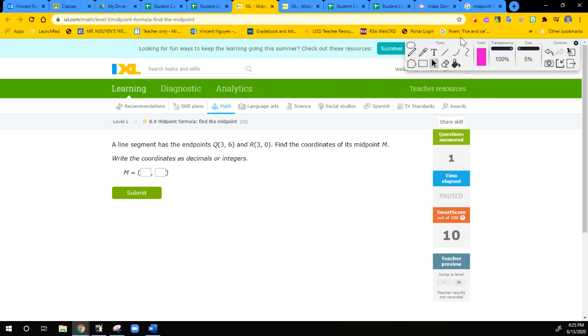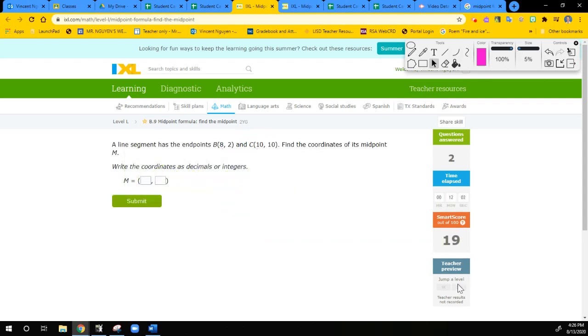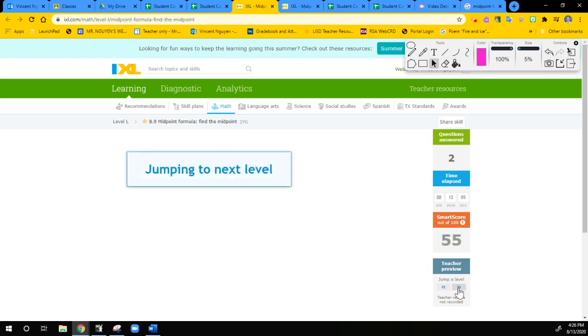So let's take a look at this one. The x coordinate is 3 to 3, so that's 3 plus 3, right? And then dividing by 2. So 3 plus 3 is 6. 6 divided by 2 is 3. So we know our first coordinate is 3. Let's do the second one. 6 plus 0 is 6, right? And then divided by 2. 6 divided by 2 is 3. So our answer is 3, comma 3. So I am going to go over here and put in 3, comma 3. Submit. Awesome. I'm gonna skip jump level just so that we get to maybe more challenging problems.